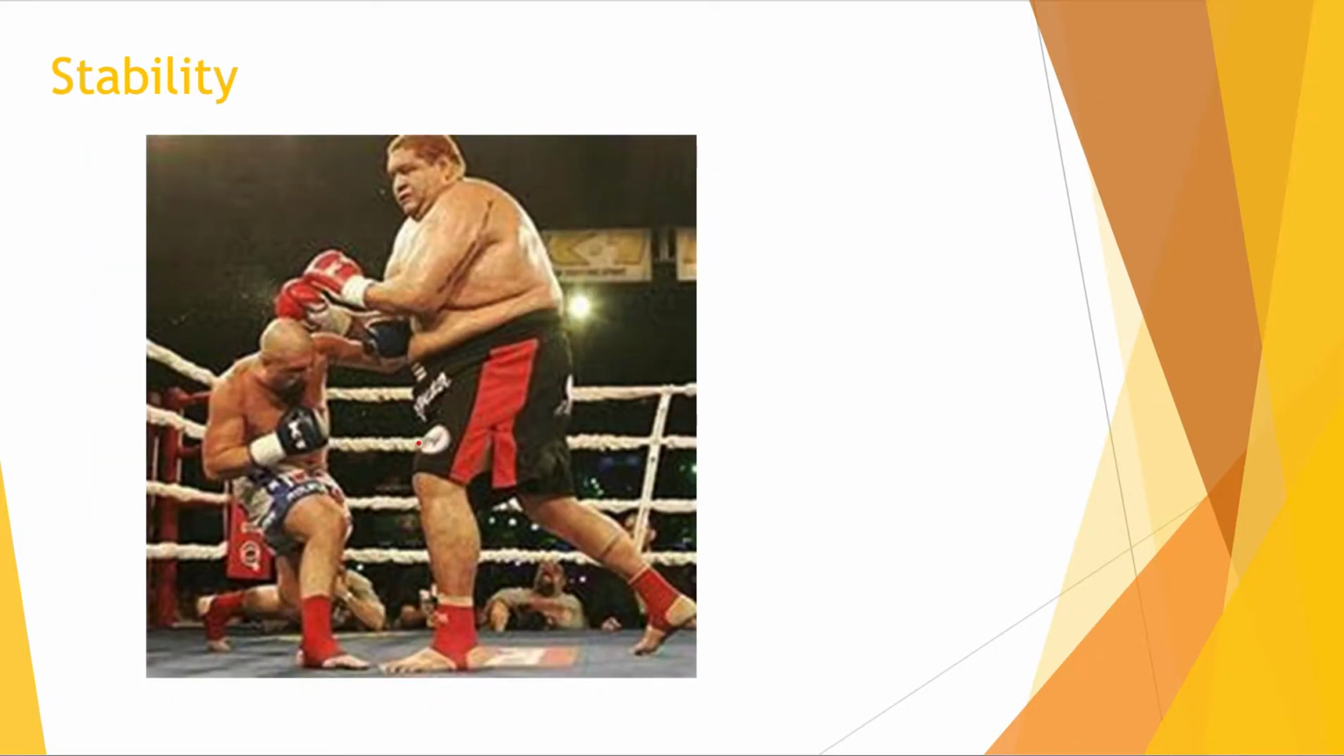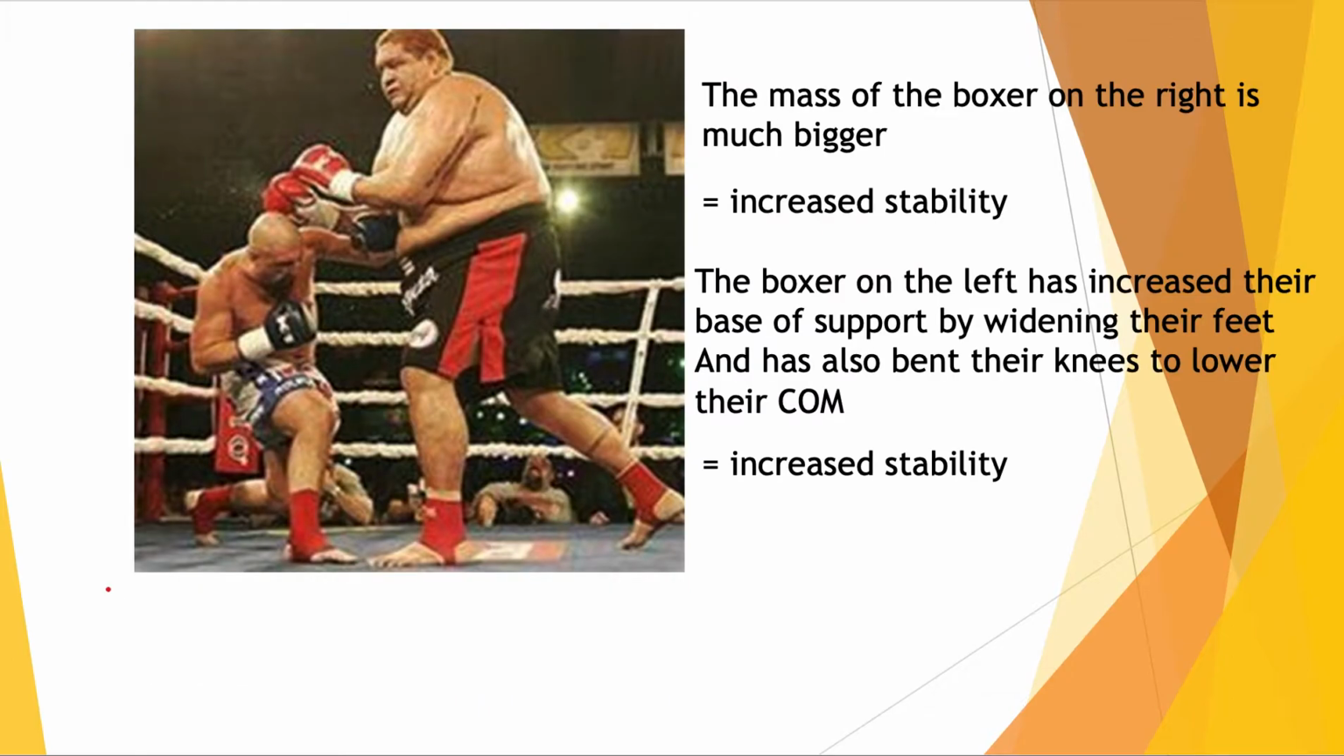Consider the two boxers. Which would you say has the greatest amount of stability? So this one's tricky actually, because the mass of the boxer on the right is much bigger, so that's giving him an increased stability. But the boxer on the left is doing a lot to make up for that. So the boxer on the left has increased their base of support by widening their feet. This boxer, I think it looks like this back foot is off the ground, or if it's not, there's very little weight through it. Whereas this performer has widened their base of support. They've got weight through both of those feet.